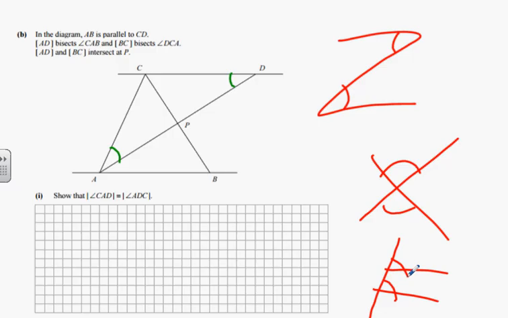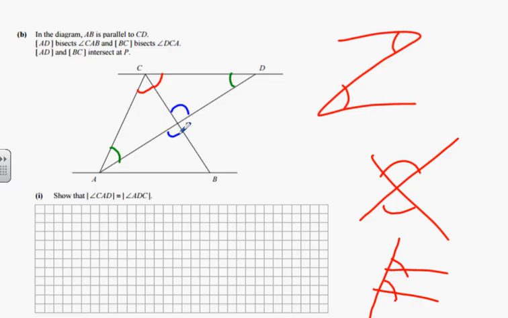Now what does it give us? AD bisects CAB. That means that one there equals that one there. Everybody cool with that? Yeah. Alright. Then we know blue will equal blue, don't we? Yeah. Vertically opposite.